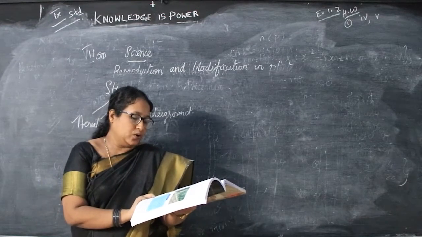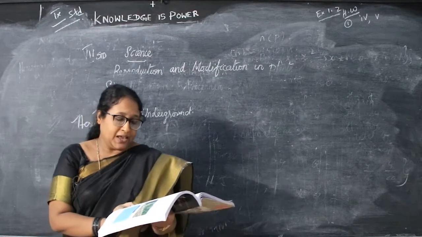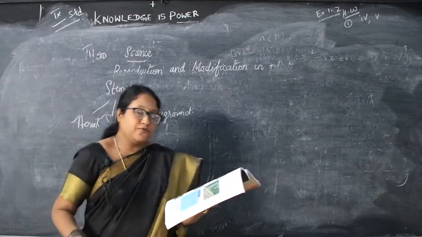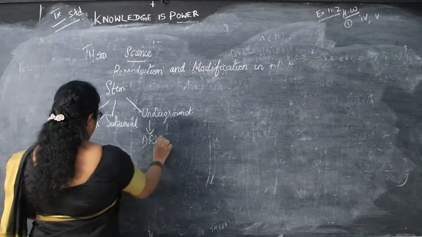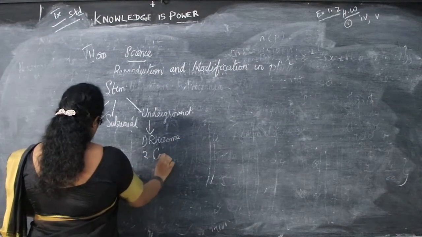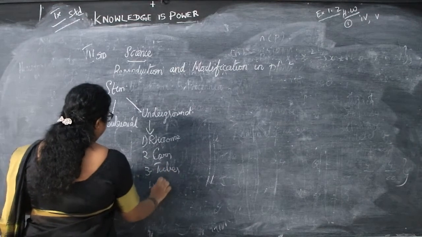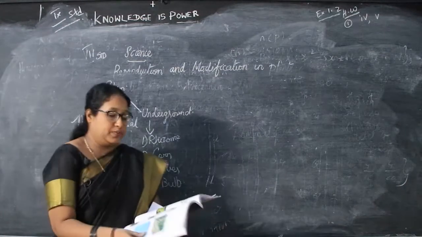In this, they grow under the ground to store food. So why do they grow? To store food, and they swell and become thick. And these are also of four types: rhizome, corm, tuber and bulb.